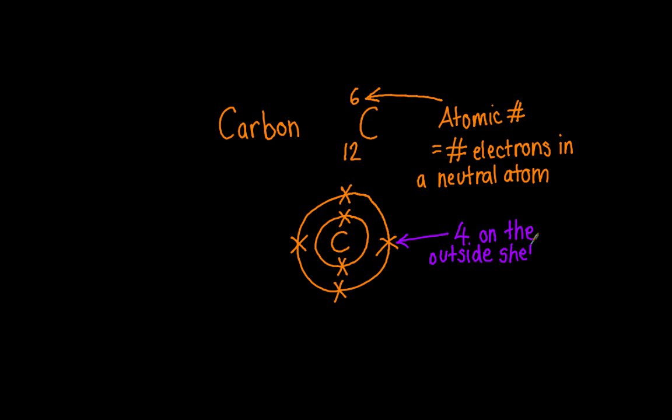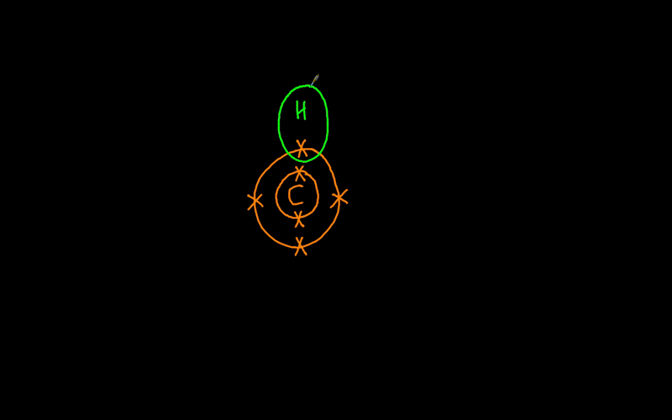But please note that on the second shell, for it to be stable, it needs to have 8 electrons. And this leads us to the question of how carbon will achieve stability. So one of the ways in which it does this is by sharing electrons with other atoms. Most notably here you can see it doing that with hydrogen.